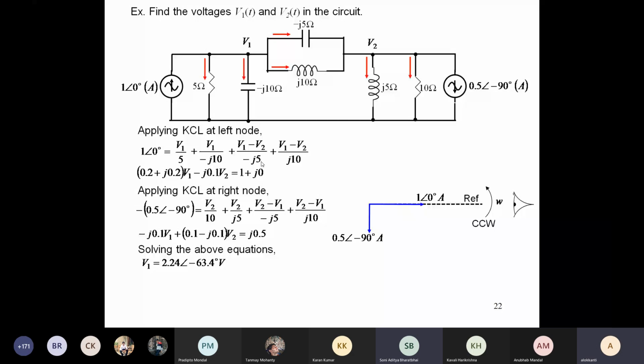Is the answer okay or is there some other answer? Yes, sir, the current. Correct. So again it is in the phasor diagram. It is at minus 63 degree from the reference, which means it is in the fourth quadrant, with magnitude 2.24. Similarly, the other one, V2, is 4.47 at plus 116 degree.